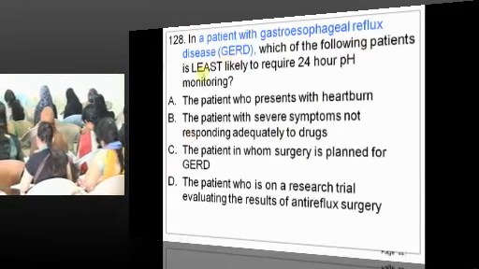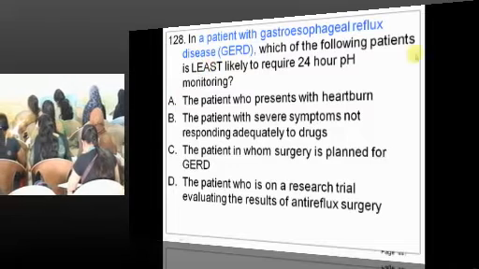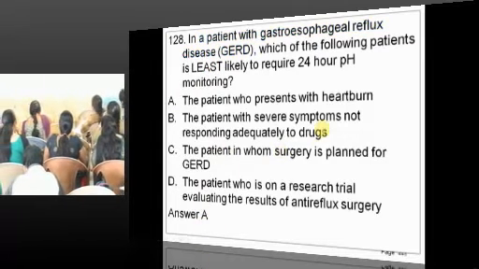GERD, where you don't need 24-hour pH monitoring, doctor.